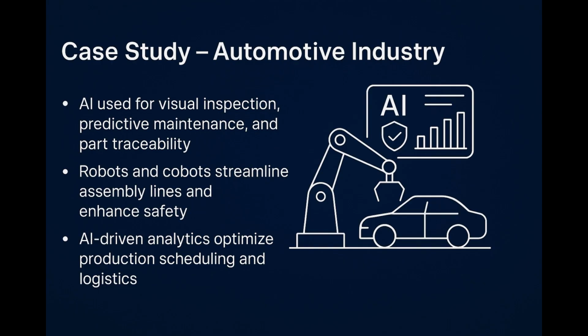AI is also transforming predictive maintenance for welding robots, conveyors, and paint booths, reducing downtime and improving OEE across the plant. Beyond the factory floor, AI powers part traceability, logistics optimization, and even quality prediction, helping manufacturers meet strict compliance standards and reduce warranty claims. In the automotive world, where margins are tight and precision is critical, AI delivers measurable value at every stage of production.